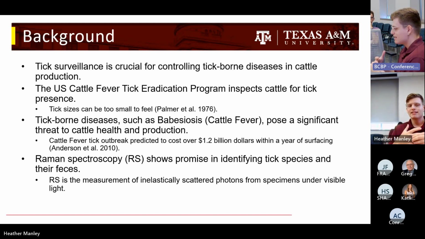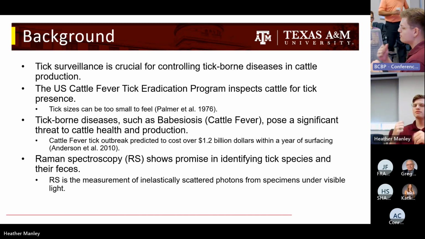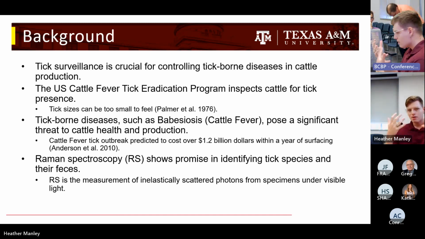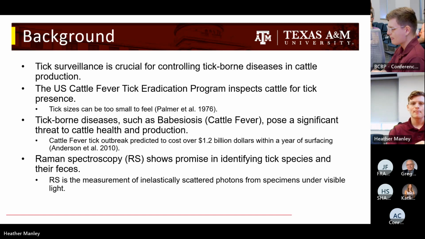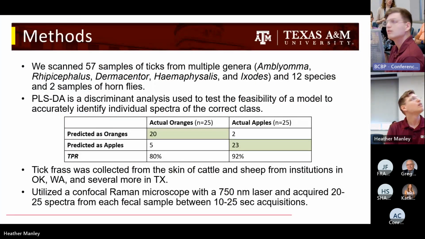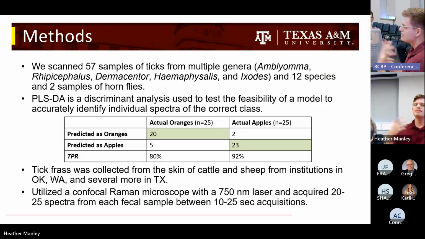Another important thing is that tick-borne diseases, such as cattle fever, pose a significant threat to cattle health and production. A single cattle fever tick outbreak is predicted to cost over $1.2 billion within a year of surfacing. Luckily, Raman spectroscopy shows promise for identifying tick species through their feces. Raman spectroscopy is itself the measurement of inelastically scattered photons from specimens under visible light.